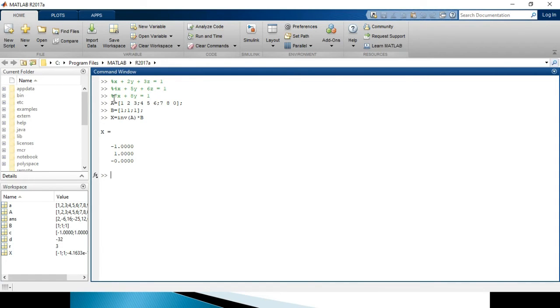Here I already entered the values of A and B. Now I am going to find x, where x equals A backslash B. Here is the result. Here you can see the results of the inverse matrix and the backslash method are the same, where the value of x is -1, the value of y is 1 and the value of z is 0.